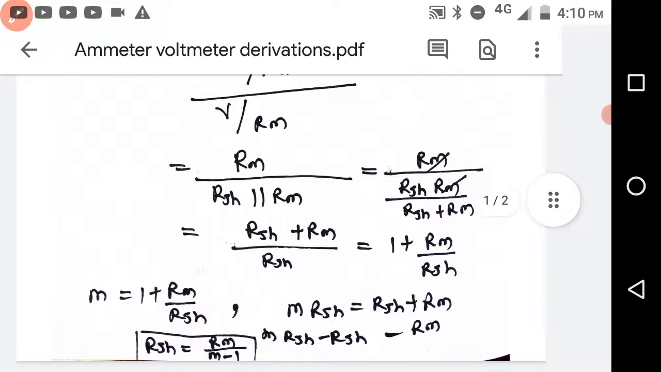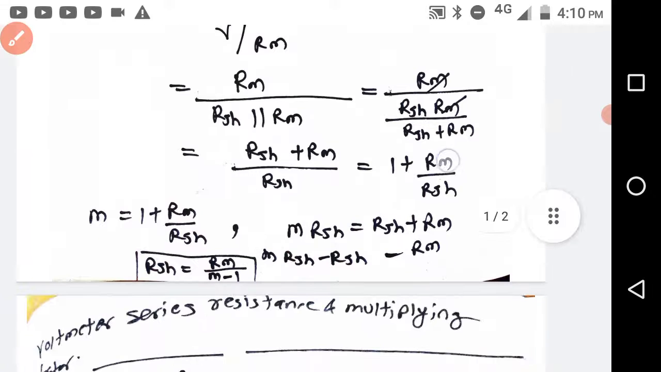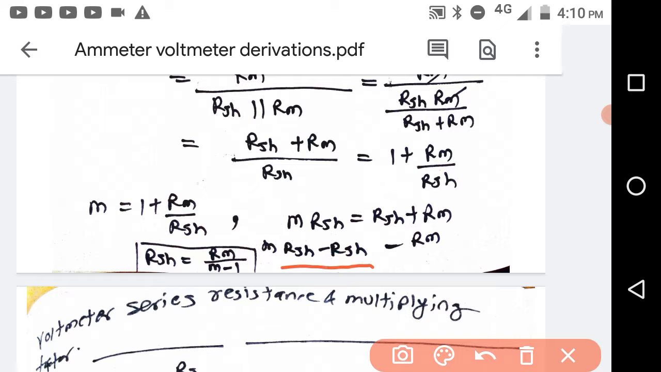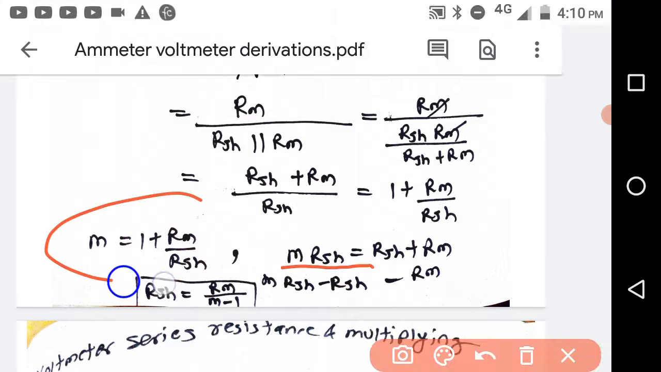If you again solve it, here M is there, so M into RSH minus RSH is equal to RM. So if you take RSH common here, then it is M minus 1, so RSH is equal to RM divided by M minus 1. So these are the formulas for the shunt resistance and the multiplying factor M. So M is equal to 1 plus RM divided by RSH. If you remember this, then you can calculate this.